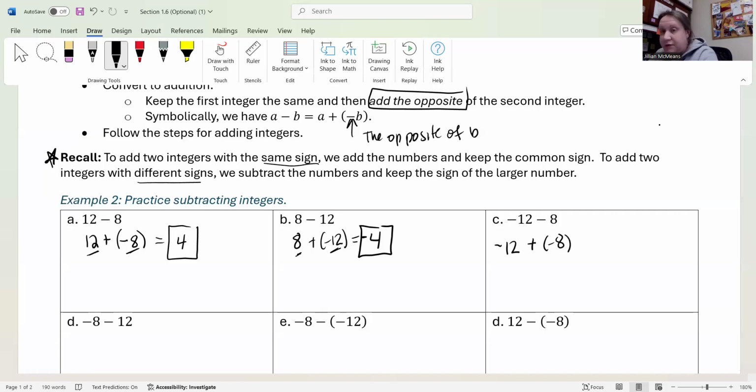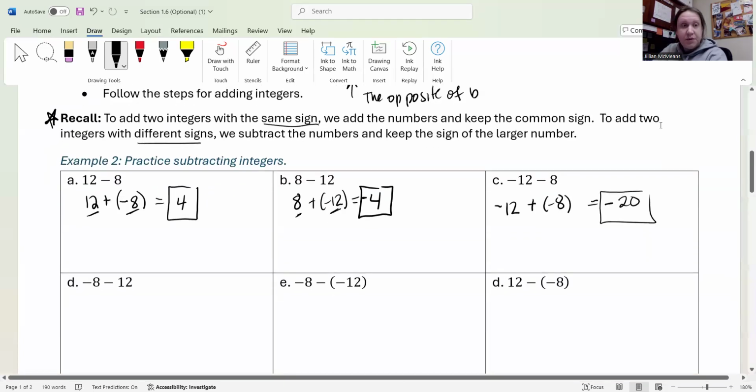So we look at the absolute values. The absolute value of negative 12 is 12. The absolute value of negative 8 is 8. 12 plus 8 is just equal to 20. But then you have to ask yourself, is it positive 20 or is it negative 20? Since both numbers were negative to start, it's like I had negative and I just added more negative to it, which makes it extra negative. So this is going to stay negative 20.